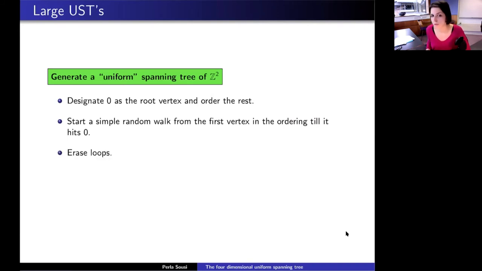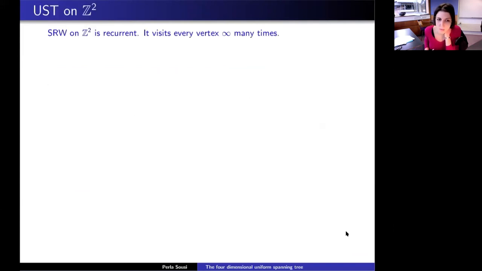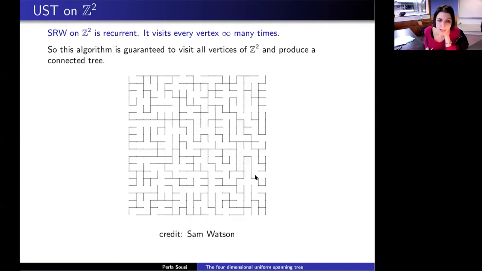We erase loops from this path. Then we start a random walk from the next vertex in the ordering, and so on, until it hits the previous path. We erase loops and we keep going. Because the random walk is recurrent, this is well defined, and this is going to produce a spanning tree of Z2. This is the picture I showed earlier.